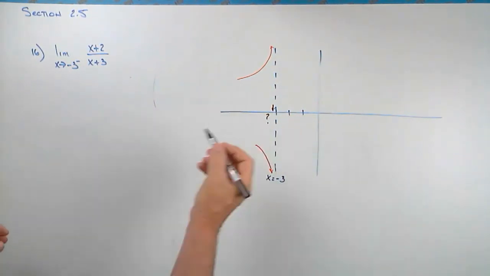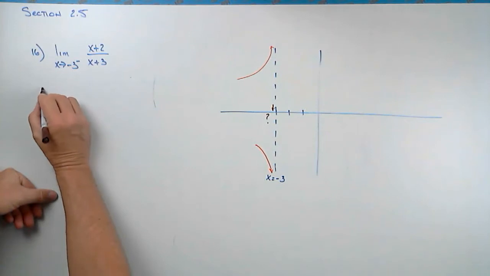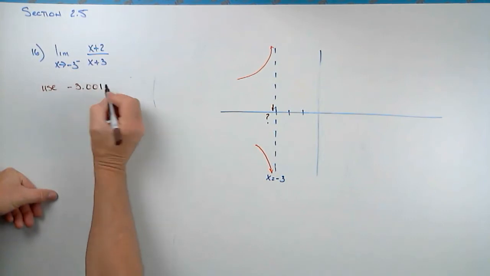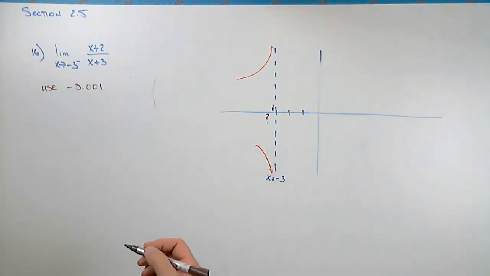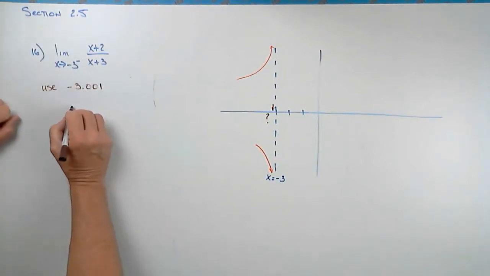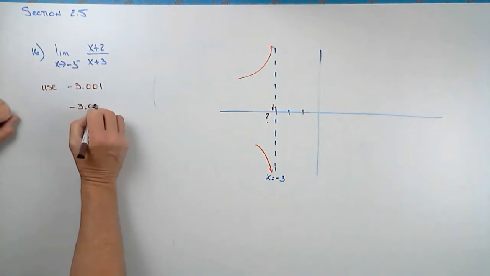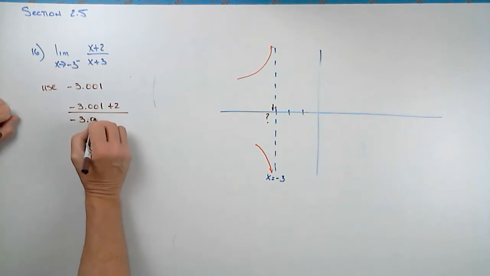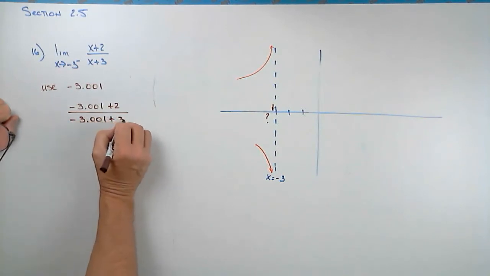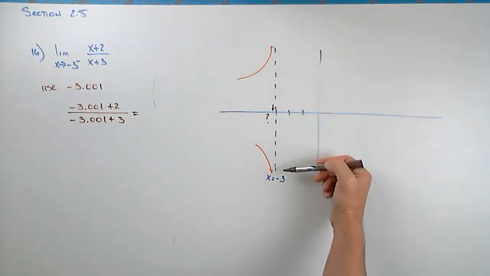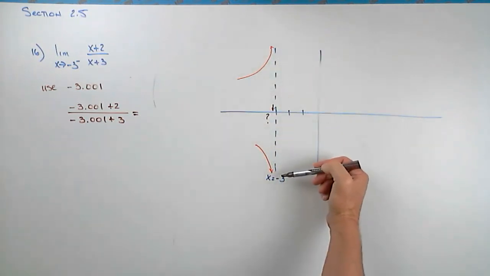Now we know what a number really close to that is. We could use -3.001, something like that. We'll use that. Now what happens when we plug it into our quotient? We get -3.001 plus 2 over -3.001 plus 3. Now, really, all we want to know is, is it positive or is it negative? That's what we want to know. If it's positive, it's going up. If it's negative, it's going down.